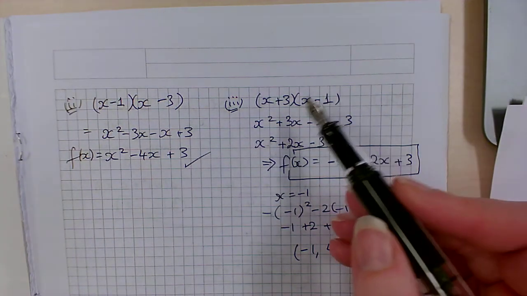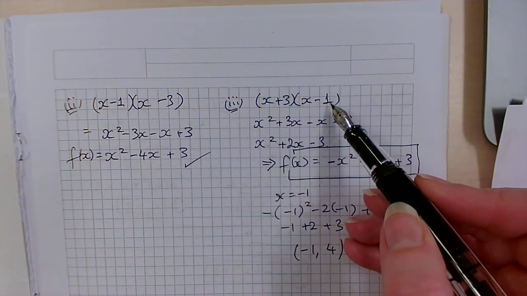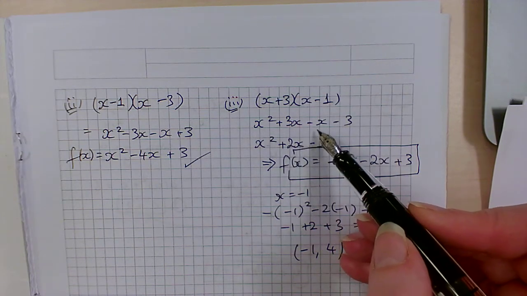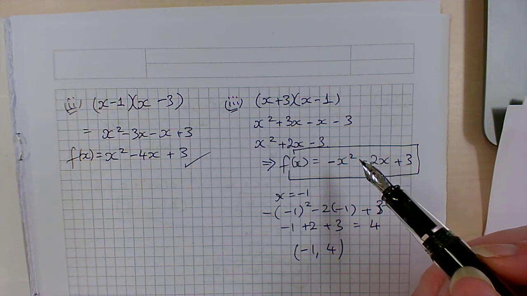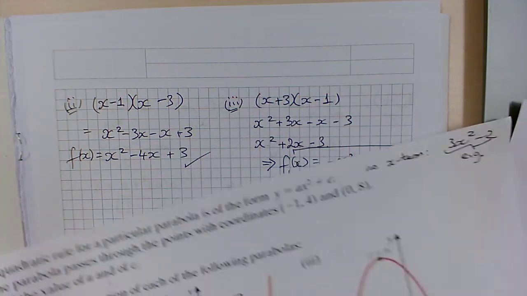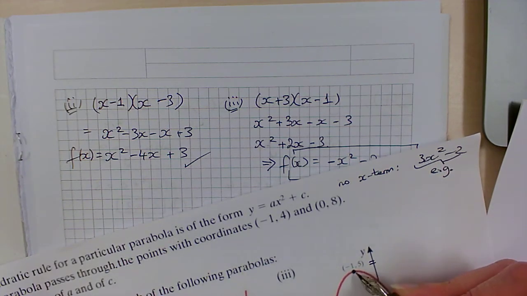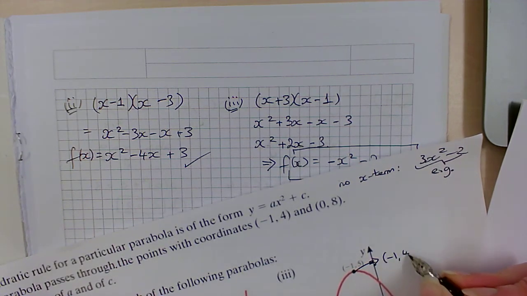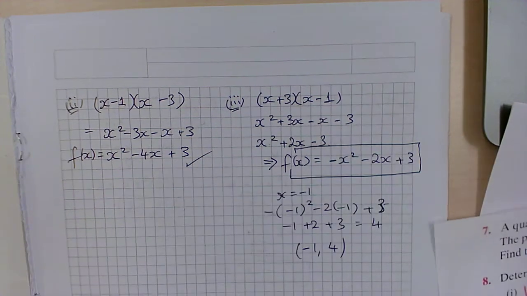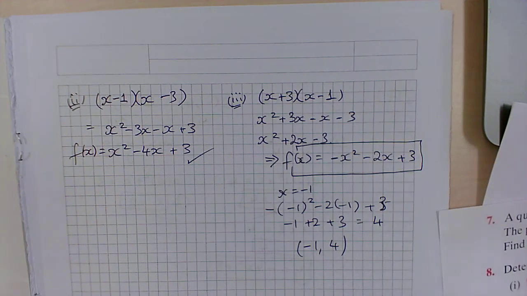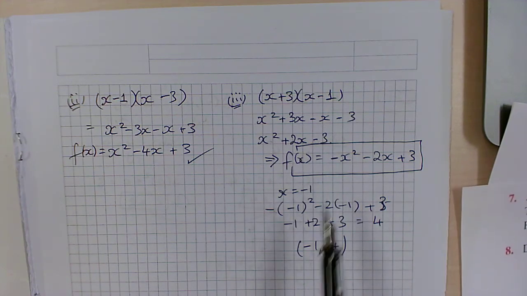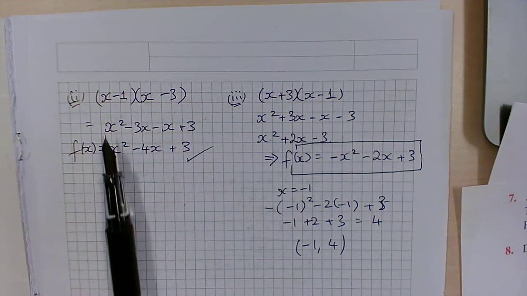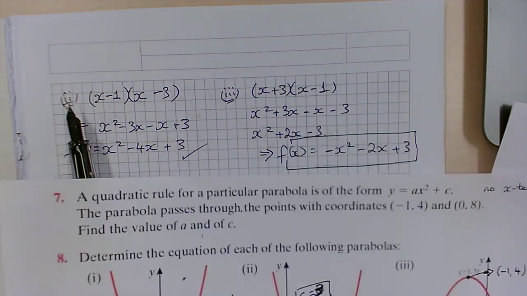My roots were at minus 3 and plus 1. Multiply out. I think that this point, and you might verify it when you're doing your own homework, this point should have been (-1, 4). Because when I sub in x equals minus 1, I should get that point. Okay, I'm happy enough with this method though, unless I've made a mistake that I'm not spotting here today. Okay, so I'm going to stop the video there and then we'll do questions 9 and 10 in a separate video.